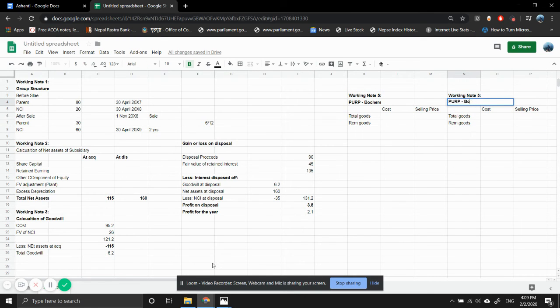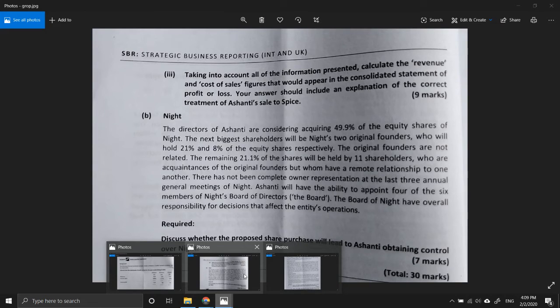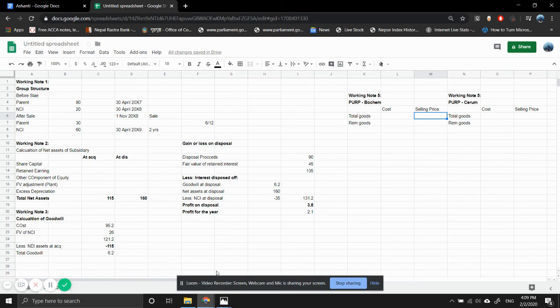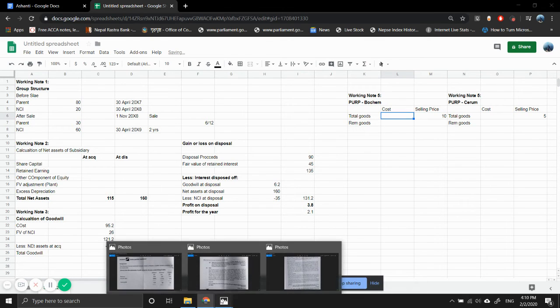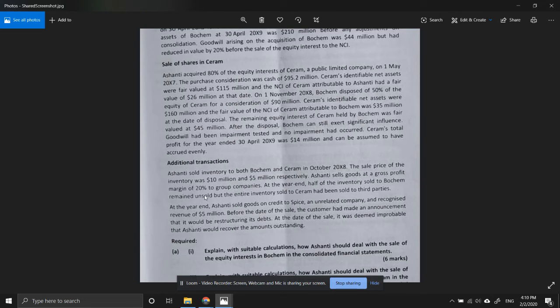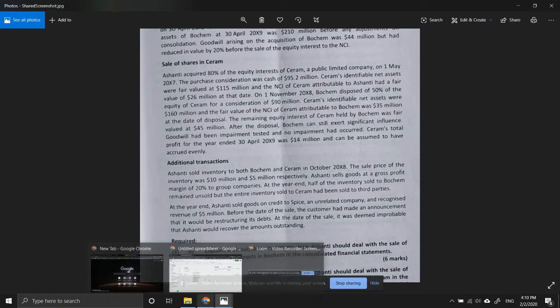URP serum. So how much did they sell the goods for? 10 million to Bochum, 5 million to the other, profit margin being 20%, right?